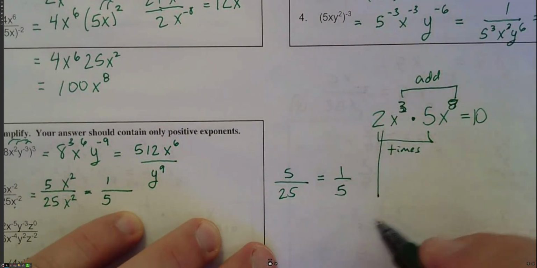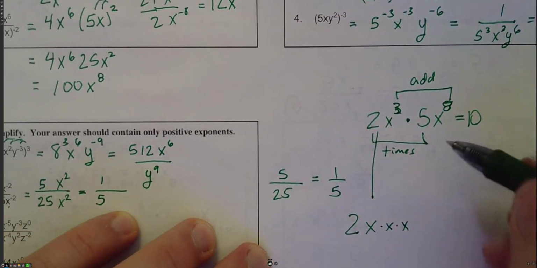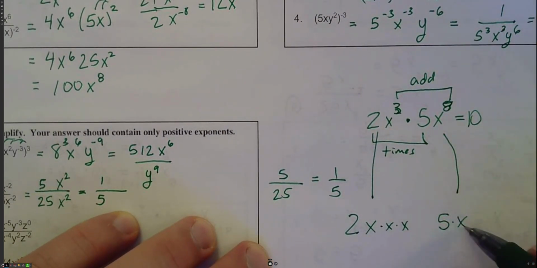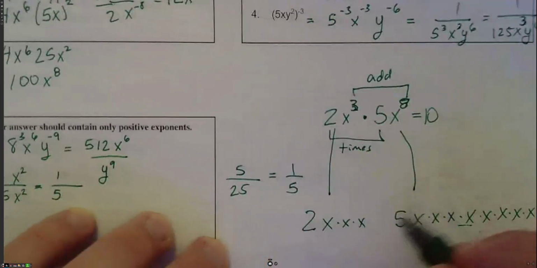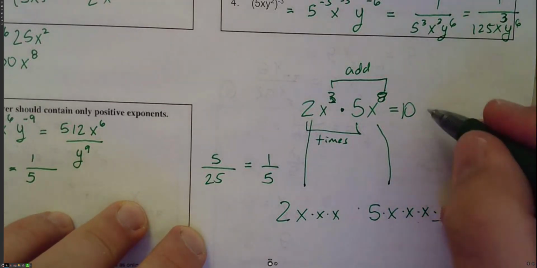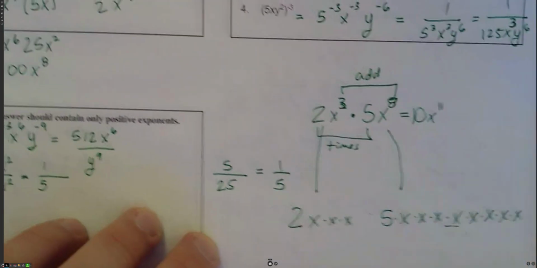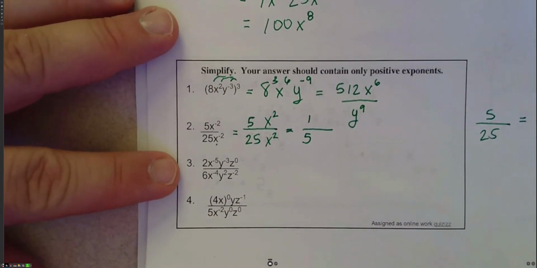Because this is really a 2x times x times x. And this is really a 5 times x times x times x times x times x times x times x. So that equals 10x to the 11. So that's where it gets confusing, right? Because we're multiplying numbers and then we got to add. Okay. This next one, what do you want to do first?